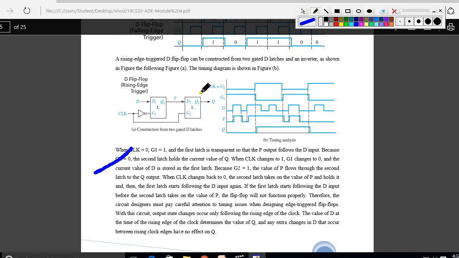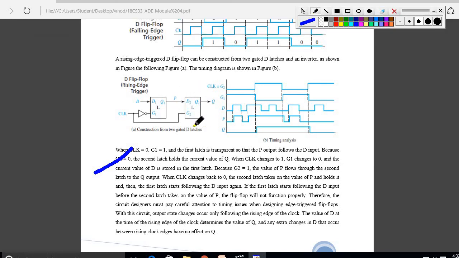Next concept is the construction of a D flip-flop from two gated latches. This is one gated latch and this is one more D latch. For a D flip-flop with rising edge trigger, I just connect it with one inverter. The concept is simple. How does a D latch work? You all know that a D latch works depending on the D input. And how will the flip-flop work? Whatever your D input is, that should be your output.